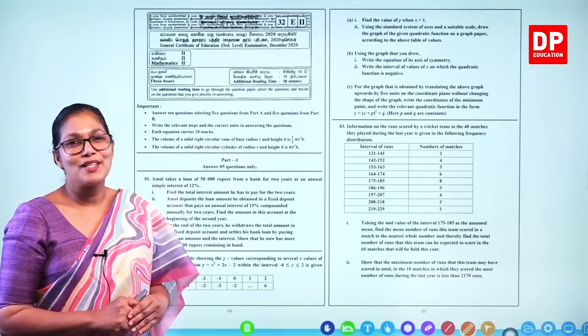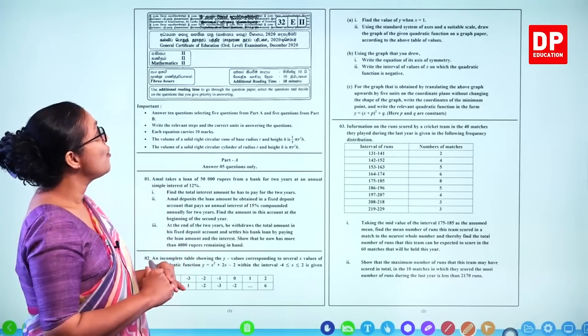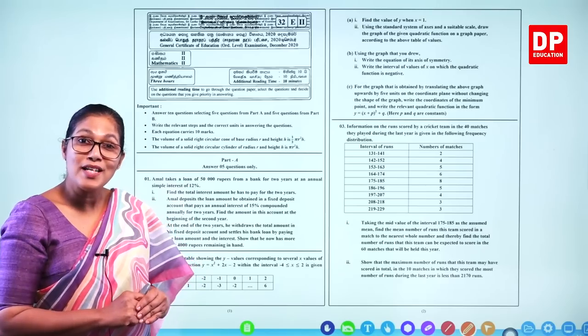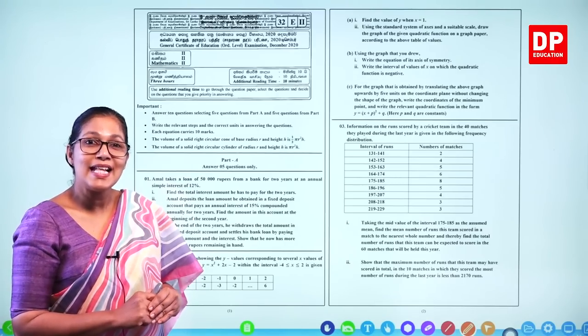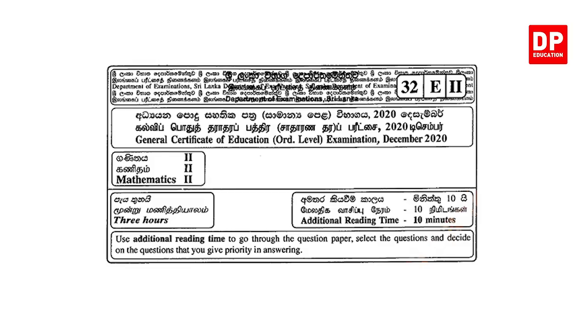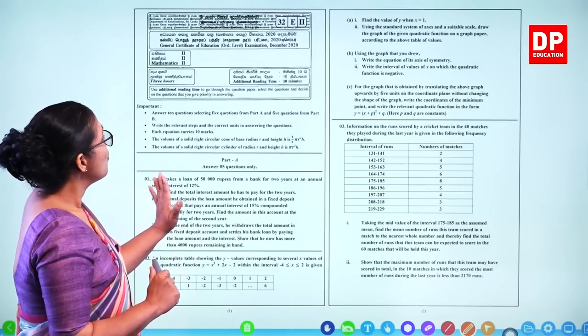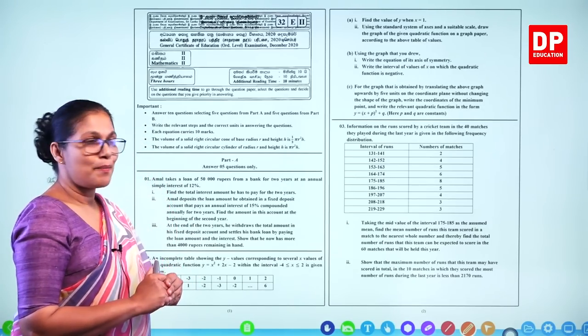Hello, O-level students. Today I'm going to do the O-level 2020 paper, which was held in March 2021. So this is paper 2. You get two parts, part A and part B.